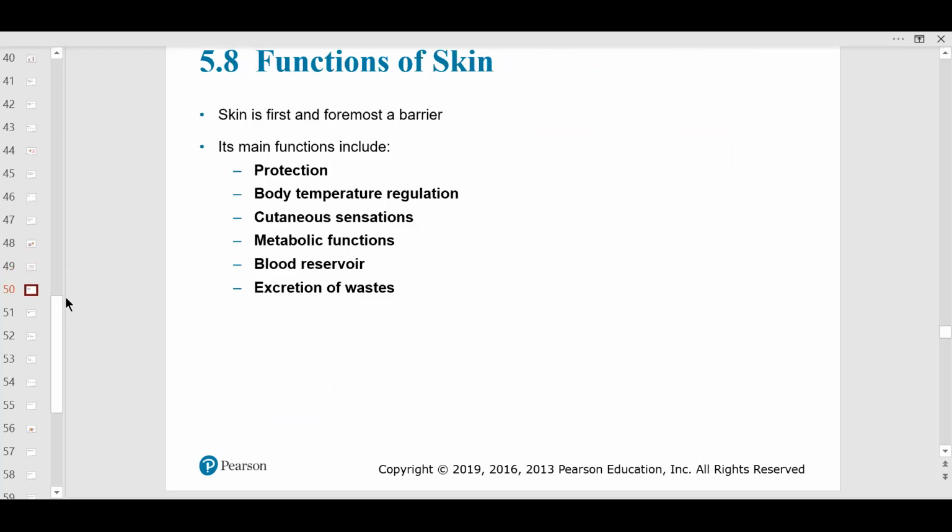Functions of the skin, protection, these are important. Body temperature, this is a question you get. It keeps the heat in the body or the cold from getting in, so to speak. Sensations is nerve tissue. Metabolic functions, converting vitamin D. This is important. So you do need the UV radiation to make vitamin D. And you need vitamin D to absorb your dietary calcium. So this happens in the epidermis.